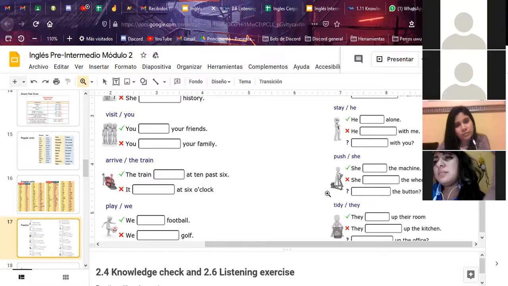And the next one says push. Do you know what is push, right? Push. Presionar. Empujar. Yeah. So how is it going to be the affirmative? She pushed the machine. Good. Pushed, like the ending. Pushed the machine. And the negative?